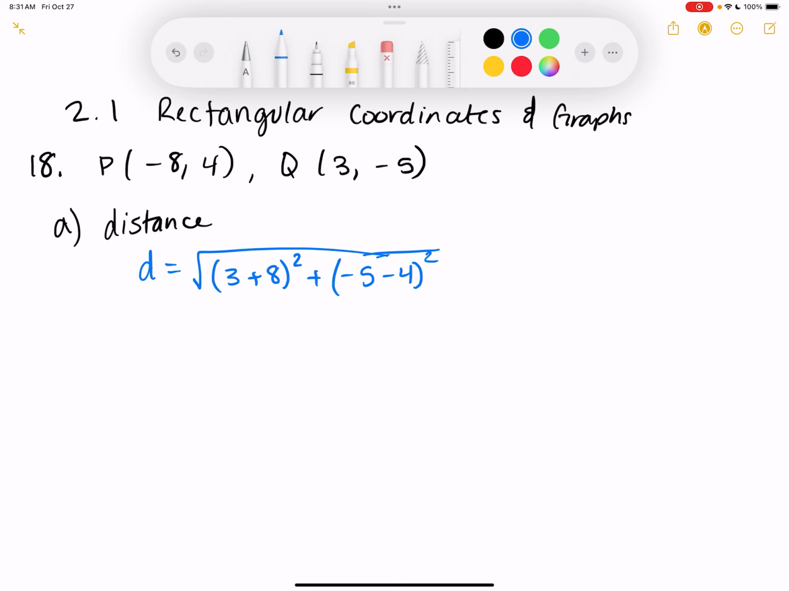So then that's 11 squared, which is 121, plus -9 squared would be 81. So that ends up being the square root of 202, I think. Yeah.